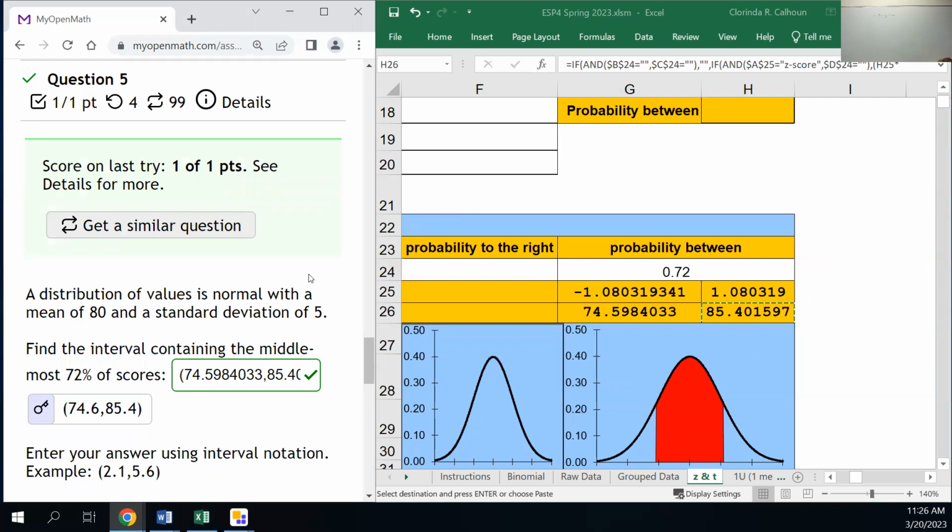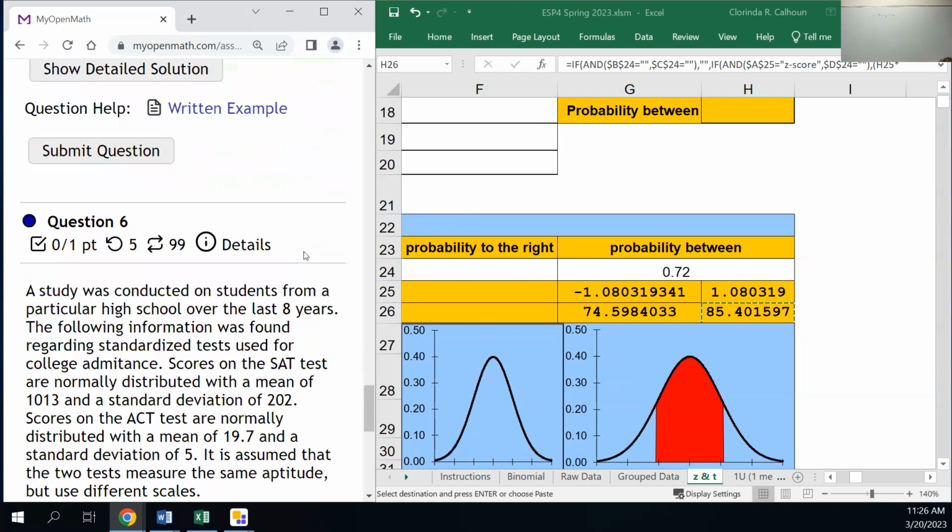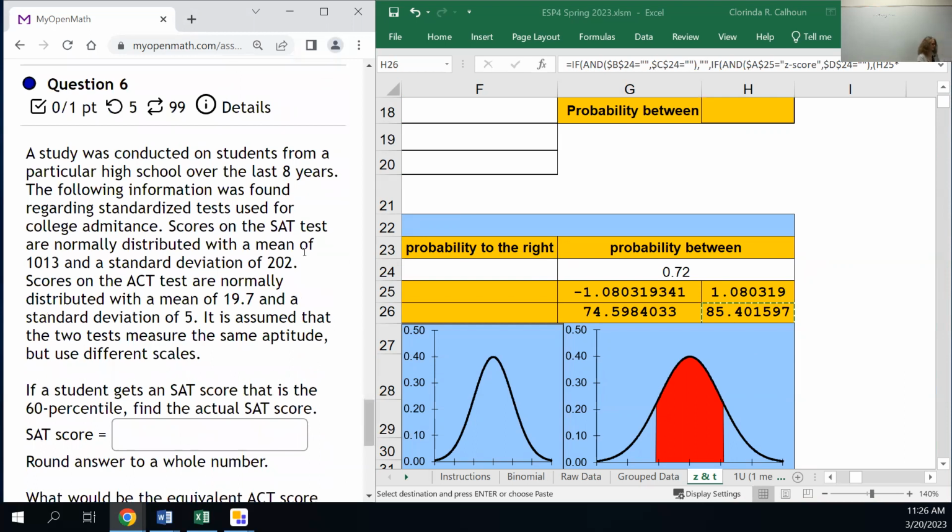Let's do our last one for this section and then we'll go over to the next section. This is a hard problem though. Okay, this is going to take us a little while because this is one of those questions that we're comparing two different tests that are on different scales. We've already done one of these before in the in-class, and you've done several on homework so far. So we're just going to get used to these.